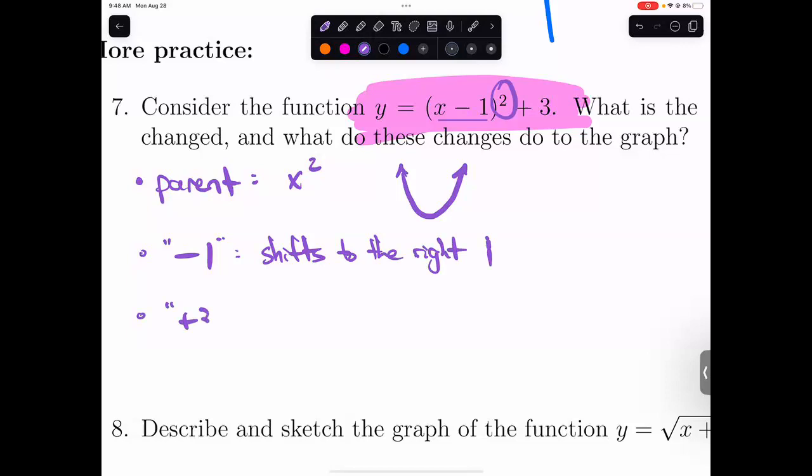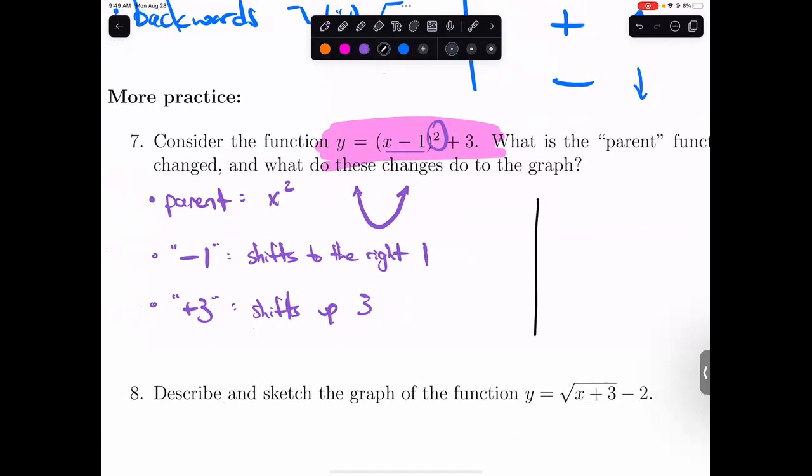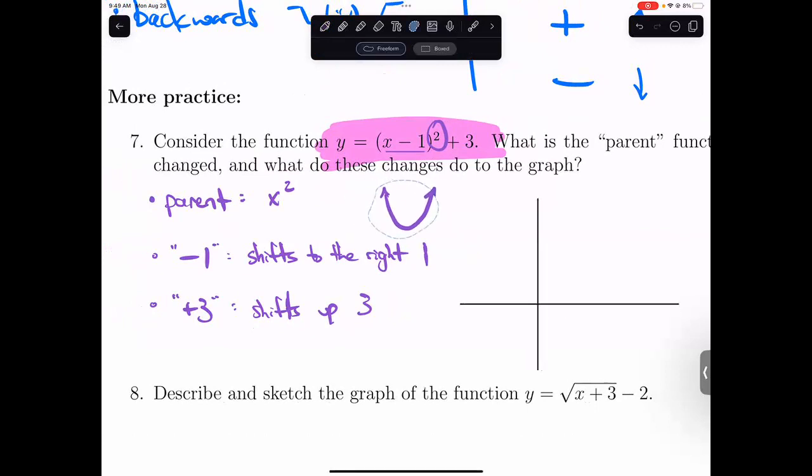What about the +3? Shifts up 3. Yeah, good. Now, your point about the -1 times itself being inside the square does do some work in determining what's going to happen. So what would this thing actually look like? Like the thing I just drew, but where? To the right one, and then up 3.